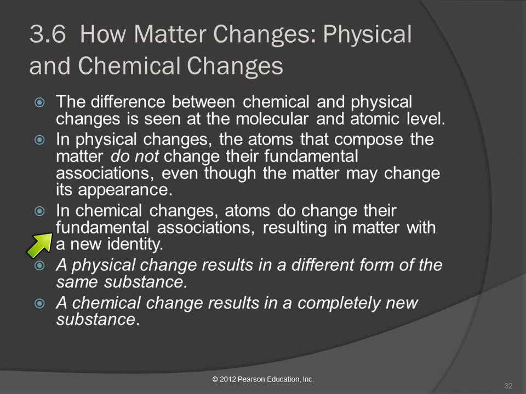In a chemical change, the atoms or the molecules change their fundamental associations and you get a completely new substance. A physical change, we're going to have a different form of the same substance, and in a chemical change, we're going to get a completely new and different substance.